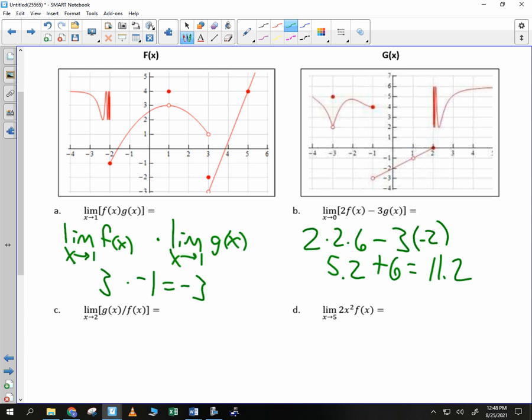Letter C, limit as x approaches 2 of g of x. What is the limit as x approaches 2 of g of x? Does not exist. The left must be the same as the right. And you can see that the left and the right are different, are they not? So therefore, if one part does not exist, the whole does not exist.